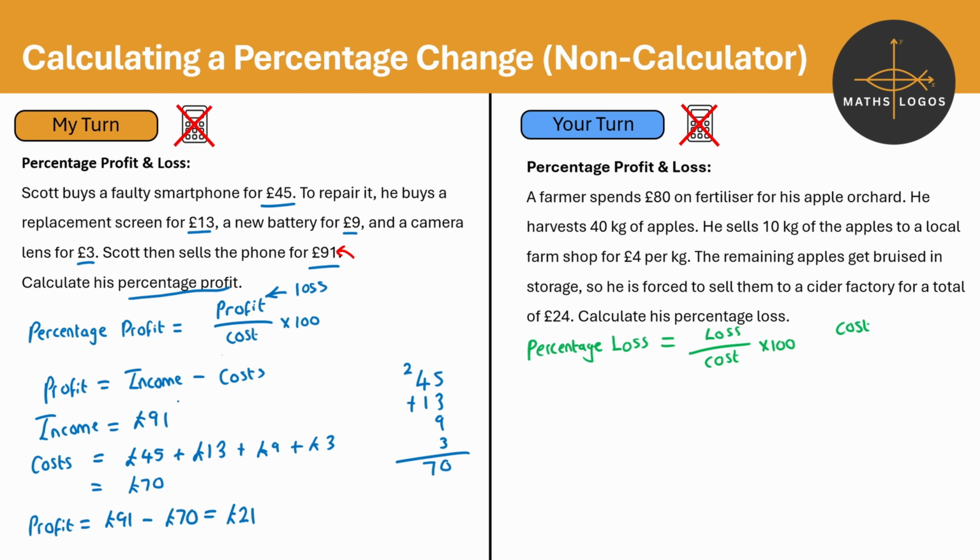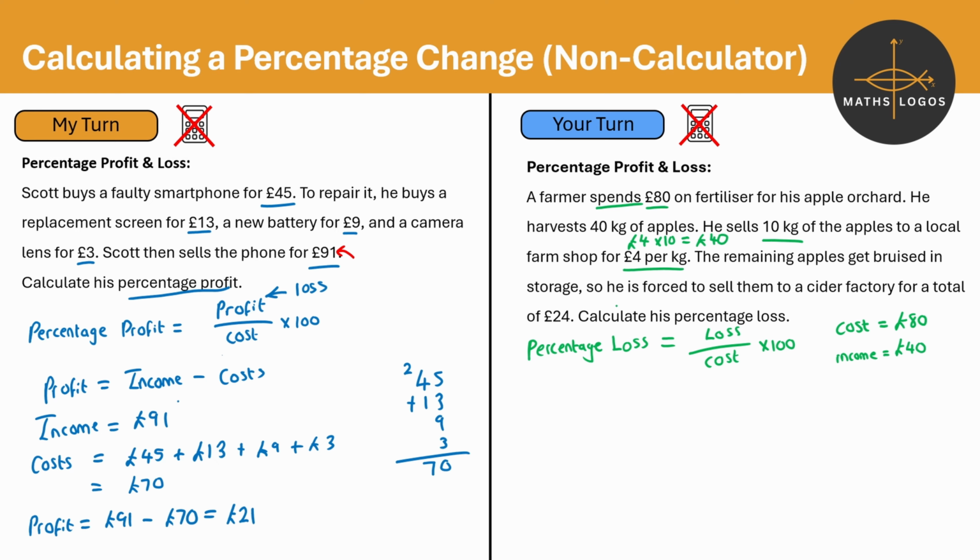So let's go to our question and have a look. Farmer spends, so that's the cost, £80 on fertilizer for his apple orchard, he harvests 40 kilograms of apples. He sells, so this is not going to be cost. This is going to be some of our income. So we'll say the income is going to be the 10 kilograms of apples that he sells to a local farm shop for £4 per kilogram. So he gets £4 for every kilogram, and he has 10 kilograms. So that's going to be £40 of income, not profit, but income.